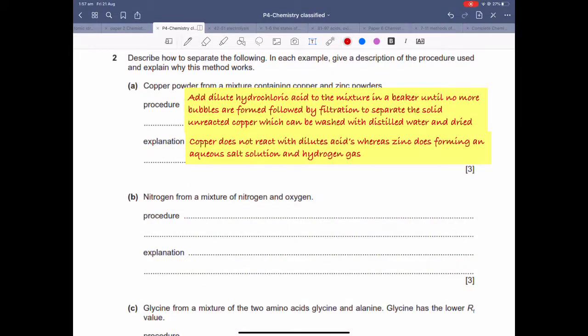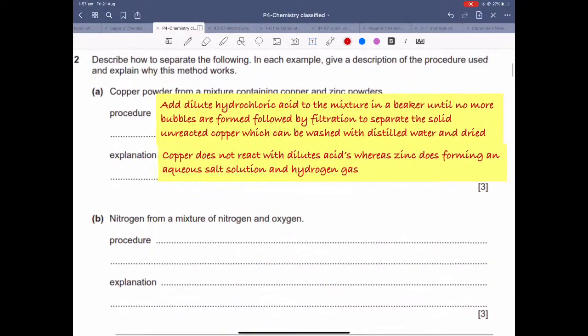nitrogen from a mixture of nitrogen and oxygen. So this can be done in two ways. One is to use fractional distillation of the liquid mixture. So you need to liquefy by condensing the nitrogen and oxygen mixture, and then carry out fractional distillation of that liquid mixture. And the explanation would be that they have different boiling points.